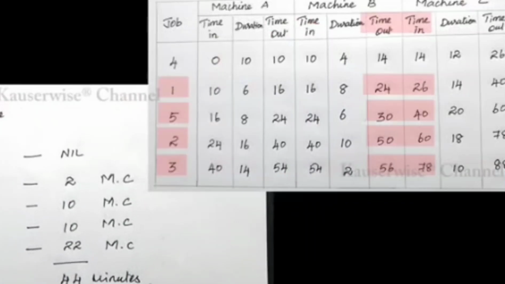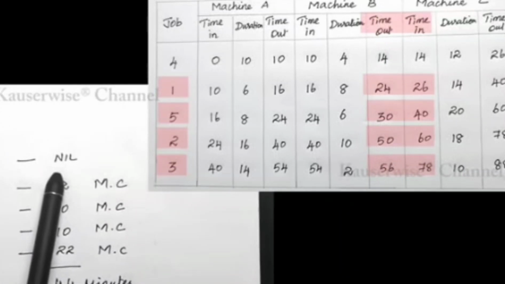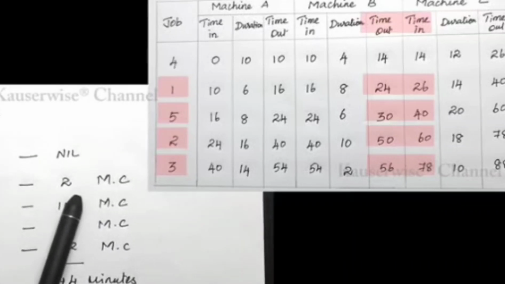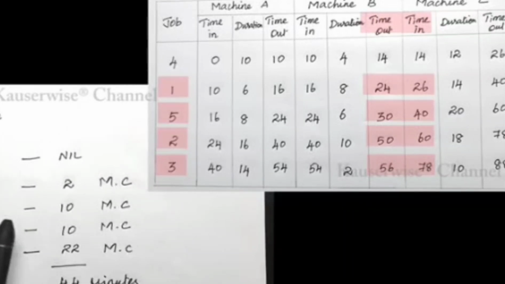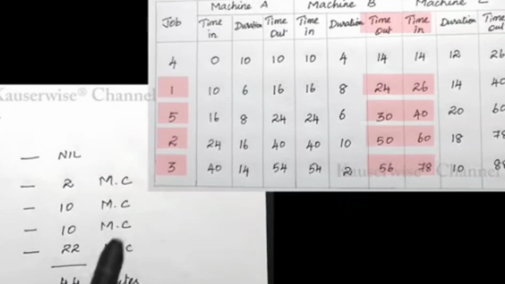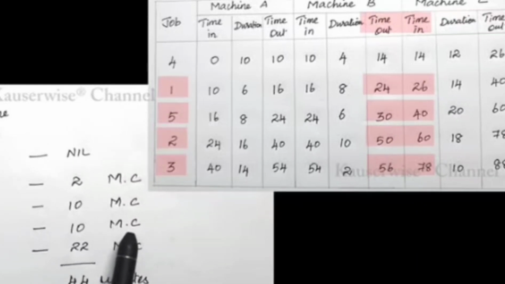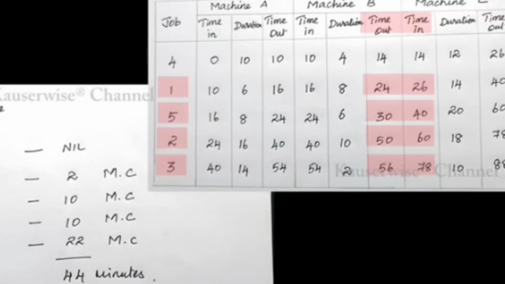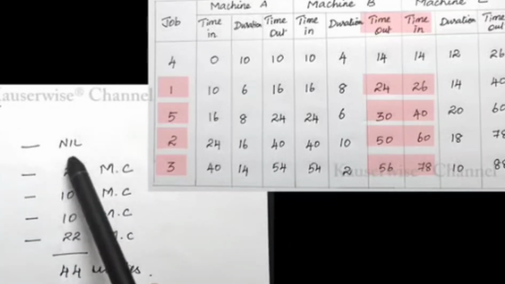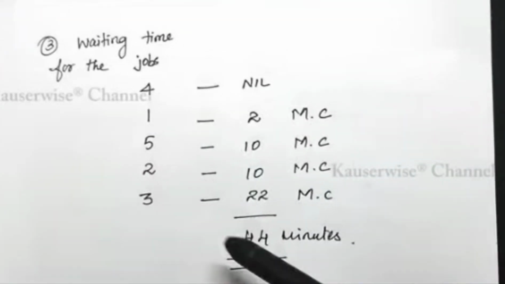See the calculation for waiting time for the 5 different jobs. For job 4 there is no waiting time, so nil. For job 1 it has 2 minutes waiting time to process on machine C. Job 5 has 10 minutes waiting time to process on machine C. And the next one, job 2 has 10 minutes waiting time to process on machine C. And for job 3, 22 minutes waiting time to process through machine C. So total waiting time is 44 minutes for all the 5 different jobs.